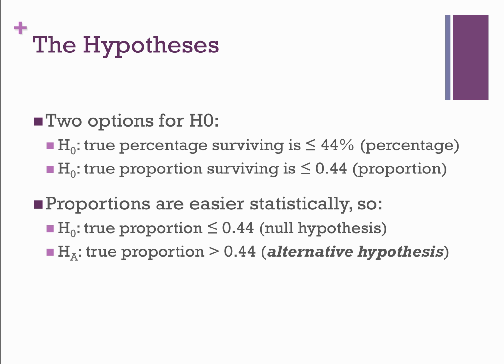So our null hypothesis is going to be stated as the true proportion of survival from ARDS is less than or equal to 0.44. And our alternative hypothesis will be that the true proportion from ARDS that survive is greater than 0.44. That's our alternative hypothesis.